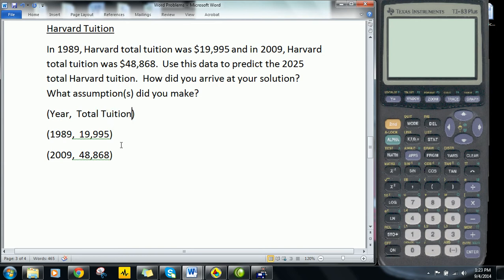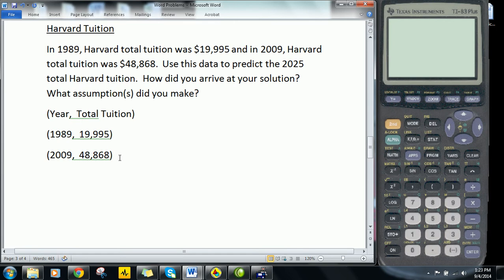Fees, etc., etc. Okay, so this also ends up being at least a discrete for now function where we have 2 points. The domain being 1989, 2009, and the range being the 19,995 and 48,868, right? So it pairs the year with the tuition of that year. So I'm kind of thinking about this.